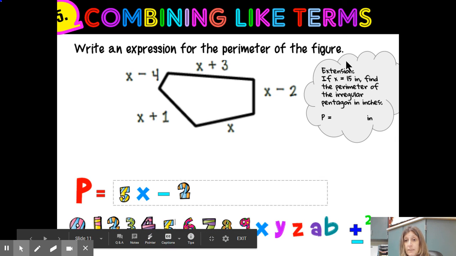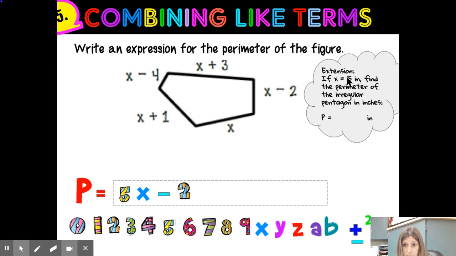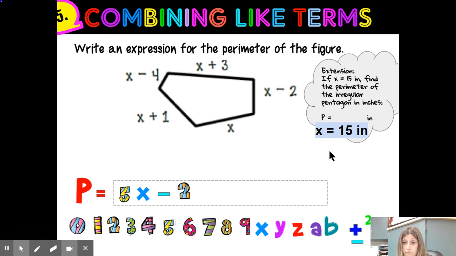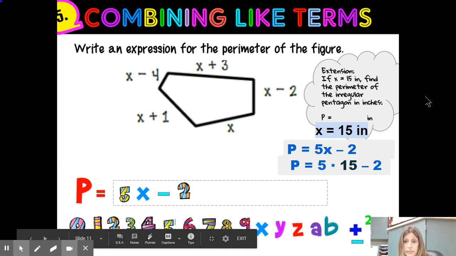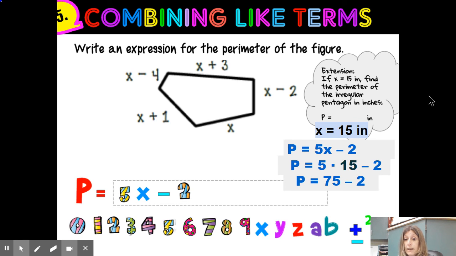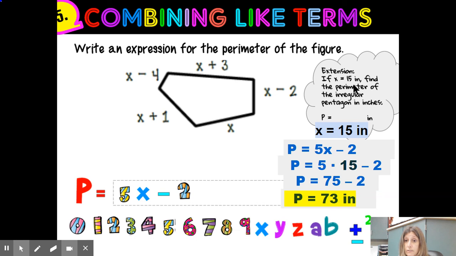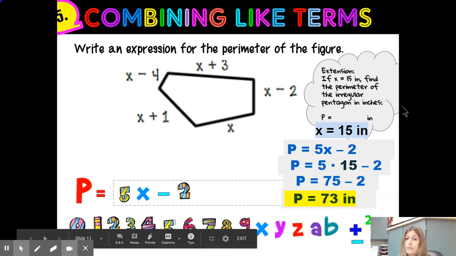This one also has the extension, and it's going to tell us, all right, if x is 15 inches, what would the perimeter be in inches? So we substitute 15 in for our variable. 5 times 15, that's multiplicative. And we get 75, subtract last, and we actually have a number here. We can say that if x is 15, the perimeter is 73 inches. Okay.